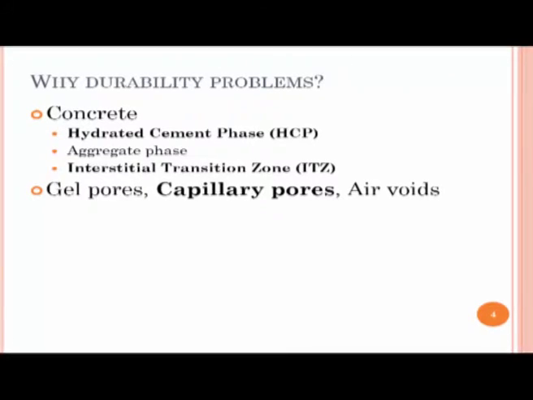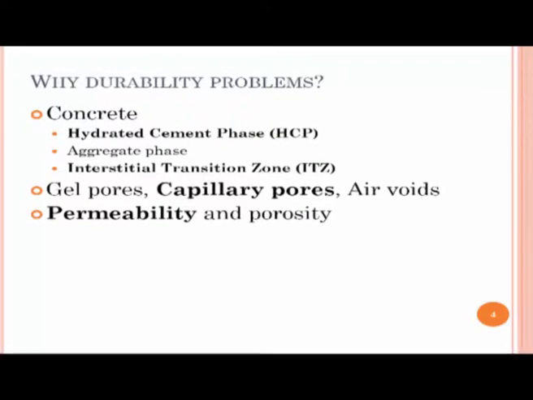You also get air voids in the system which are generally entrapped because of the method of mixing of your concrete itself. So you have air voids, you have porosity in addition to the multi-phase nature of your concrete, and this porosity in a number of cases can lead to permeability. Now what is permeability? Permeability is the ease with which a fluid can pass through a solid. It is the property of a solid which governs the ease with which any fluid can pass through it.